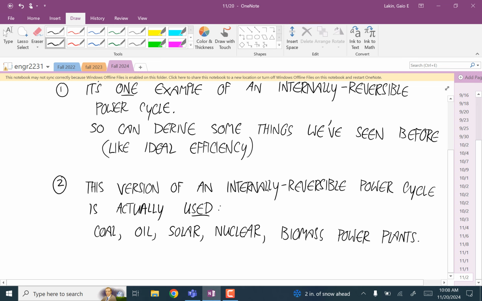I always picture biomass as people shoving whale carcasses in the furnace, but I think it's actually grass.